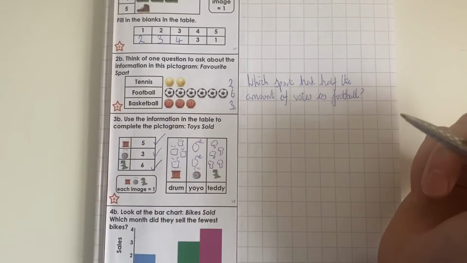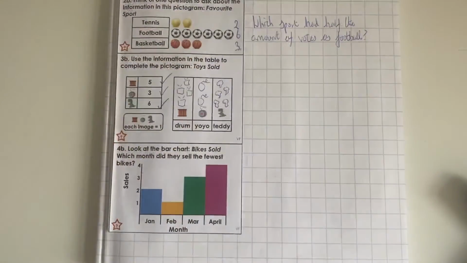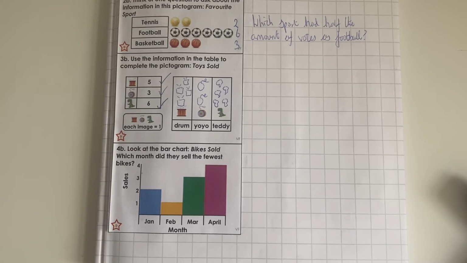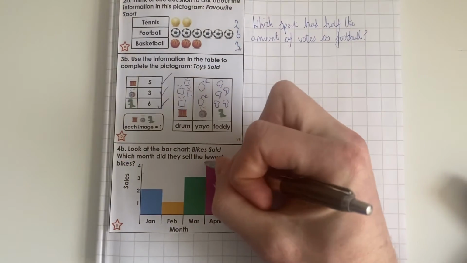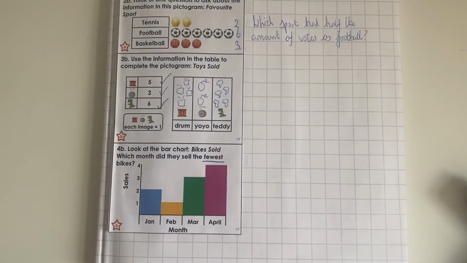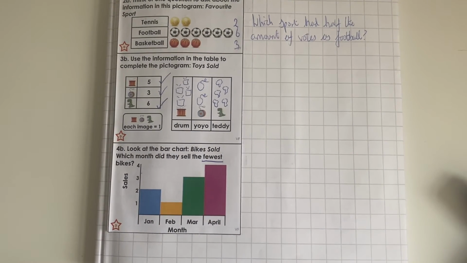6 teddies. The last question we're going to look at today is look at the bar chart, bikes sold. Which month did they sell the fewest bikes? The key word is fewest. Fewest means the least amount.